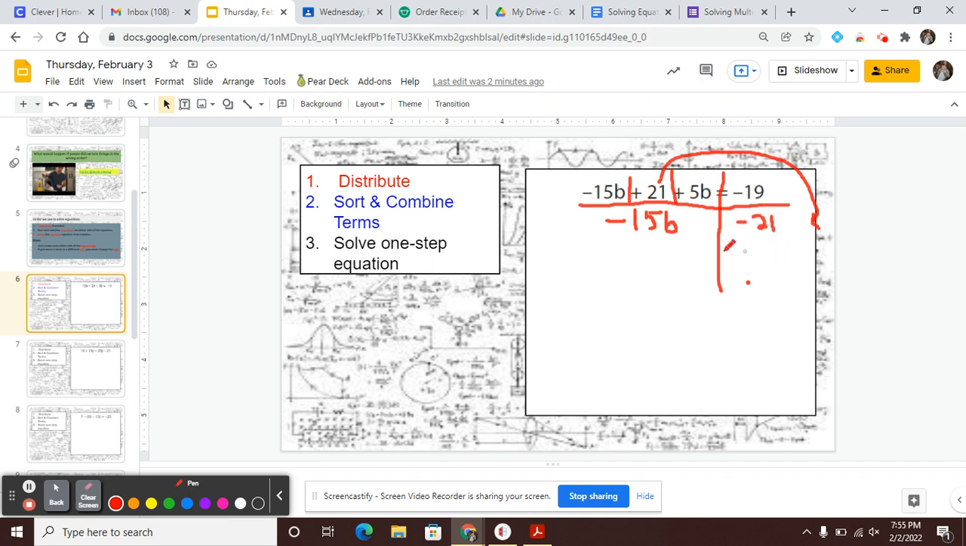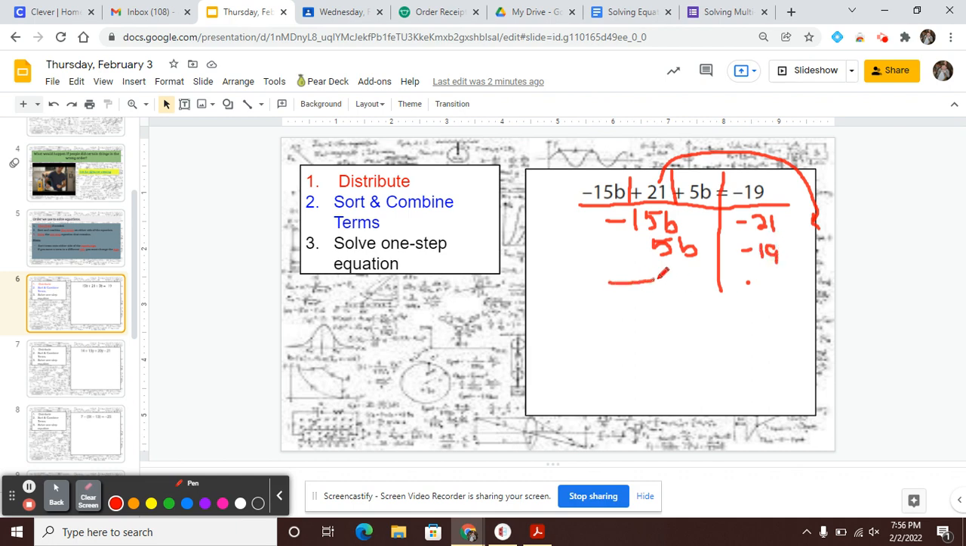My next term is 5b, so I'm going to keep that on this side, which means I just keep it as positive 5b. I don't have to do anything to the sign. It stays the same. My last term is on the other side, and it's negative 19. Because negative 19 is a like term with negative 21, it's not going to change sides. It's staying on the same side of the equal that it's on, and I'm going to have negative 19.